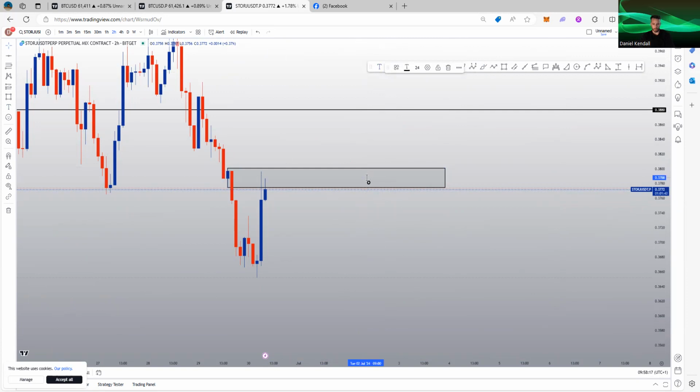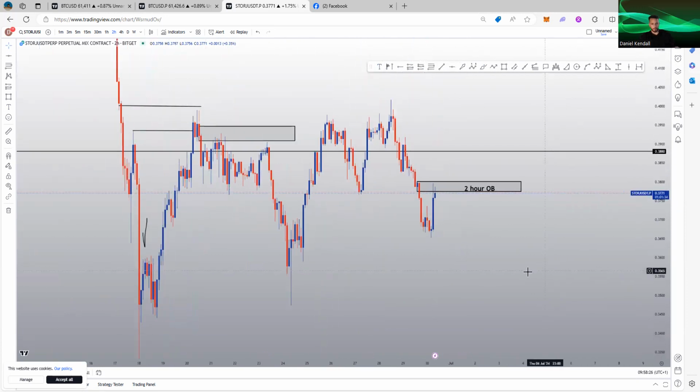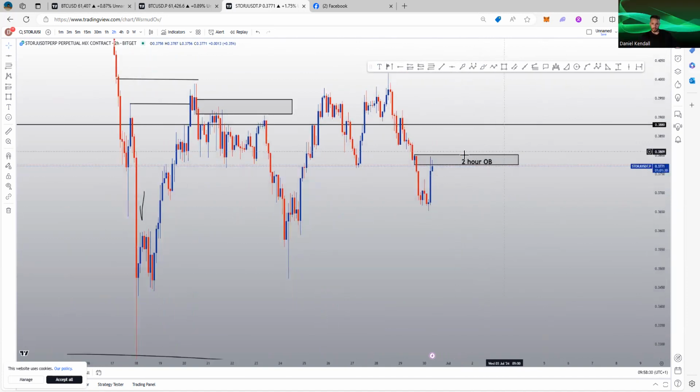What time frame is this? So 2 hour. OB. Oh, yeah, because that's gone. Yeah, see, and then, so there's your 2 hour order block. Currently wicking into it and rejecting.